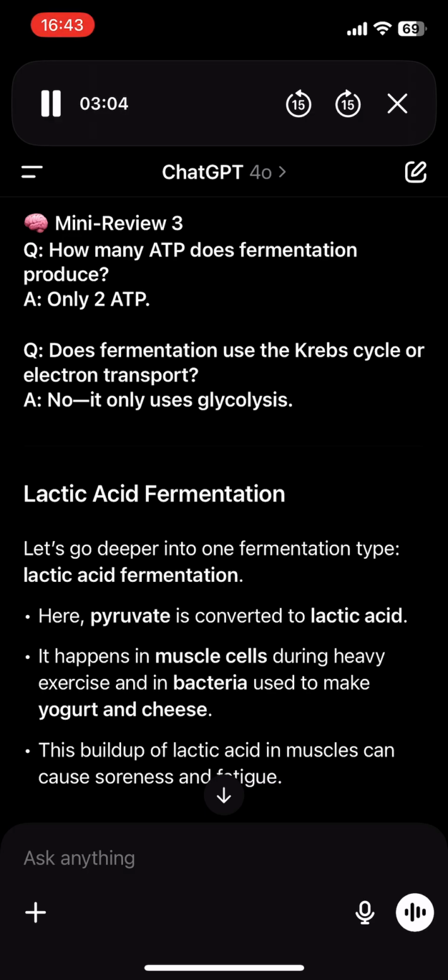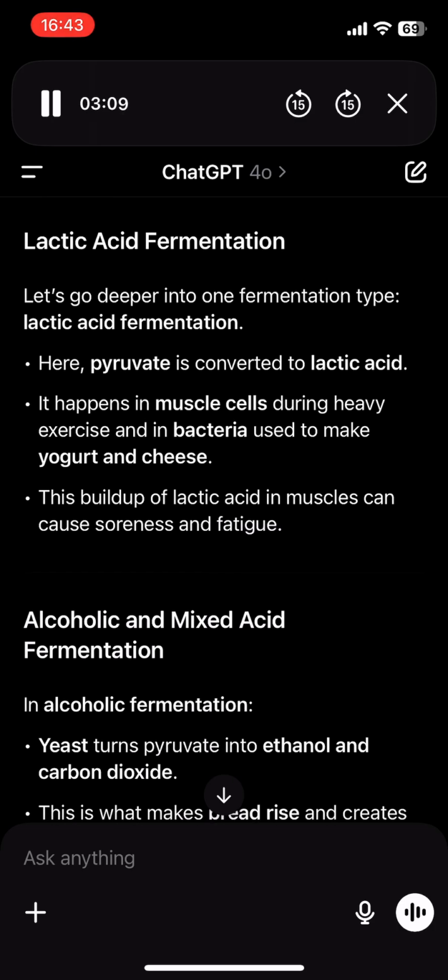Lactic acid fermentation. Let's go deeper into one fermentation type, lactic acid fermentation. Here, pyruvate is converted to lactic acid. It happens in muscle cells during heavy exercise and in bacteria used to make yogurt and cheese. This buildup of lactic acid in muscles can cause soreness and fatigue.